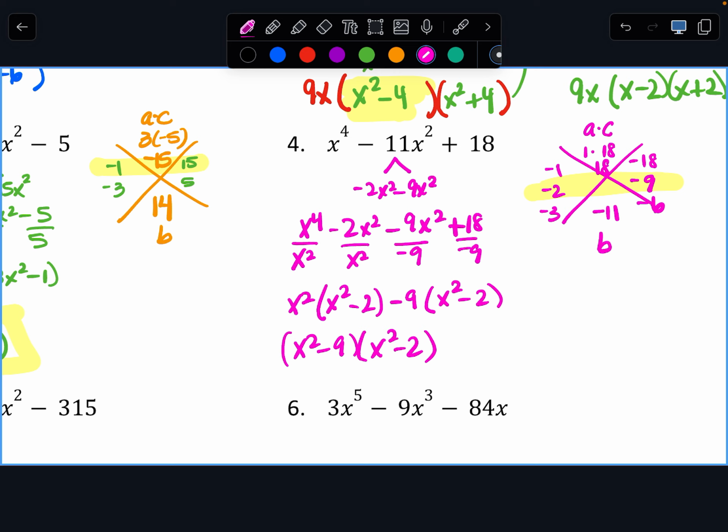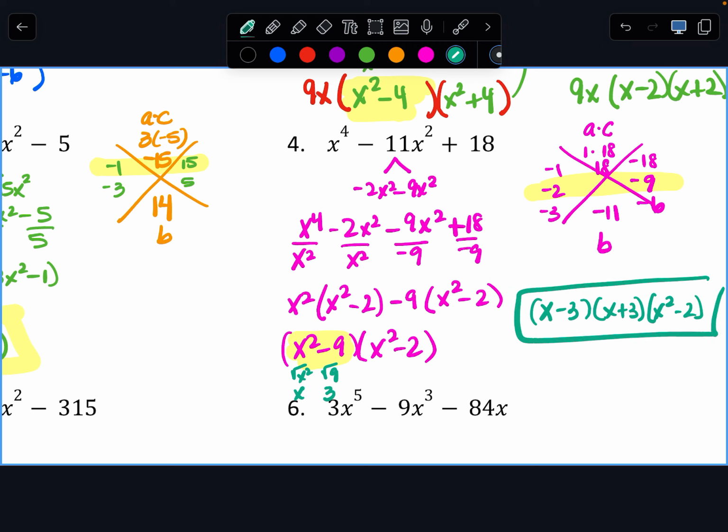But we're not done. Why not? That's a perfect square. So now I have to say, okay, well then I need to take the square root of x squared and the square root of 9 so that we get x and 3. So I get x minus 3, x plus 3, x squared minus 2. And that is the final answer.